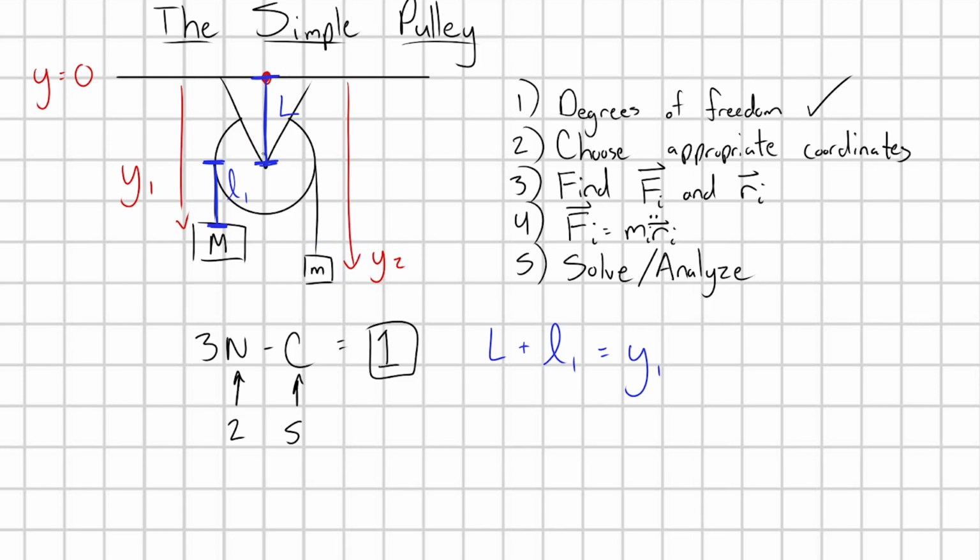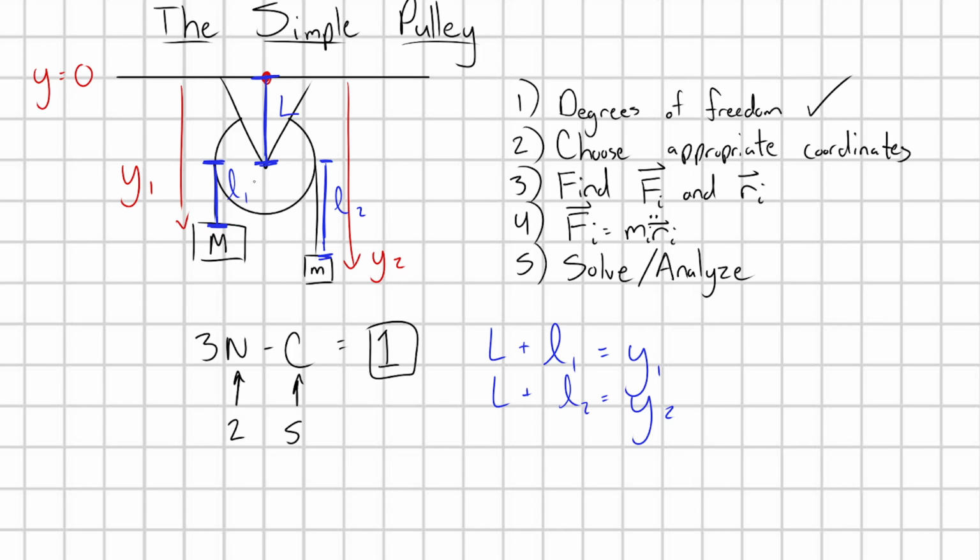We have our length L, and then once we reach the center of our pulley here, we have one more length, right, and it's the length of the overhang of the rope on the right side of the pulley, which I'll call L2, in which case we have that L, capital L, plus L2 is equal to Y2. You see that?